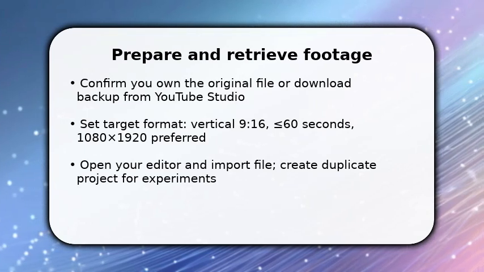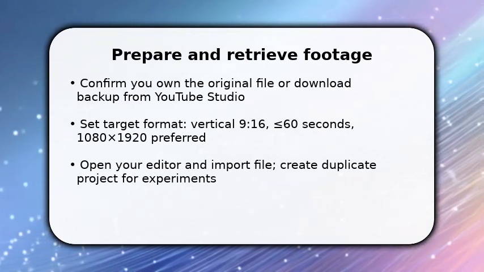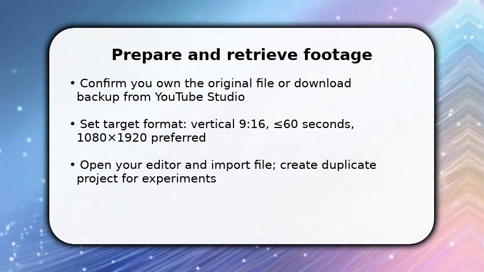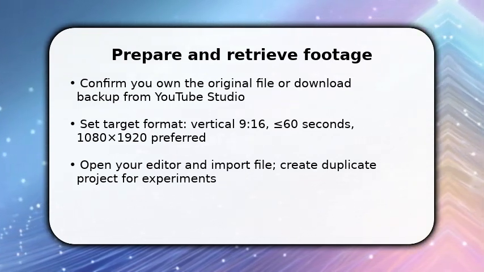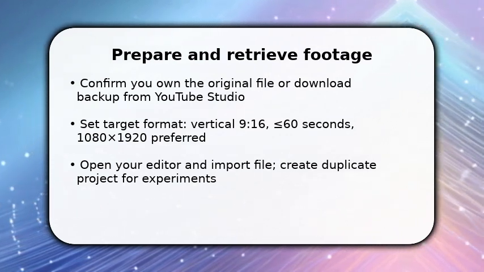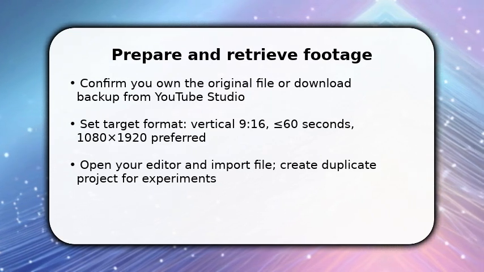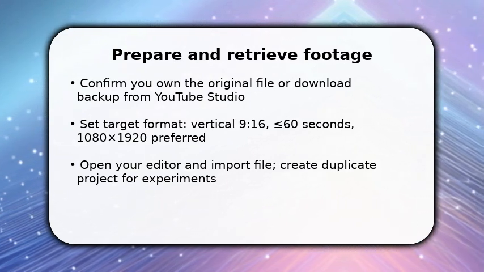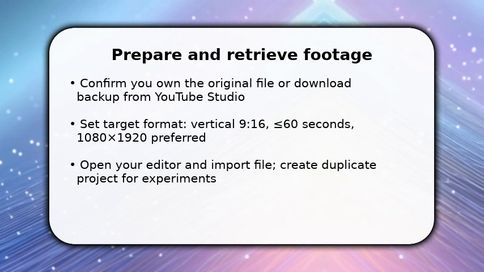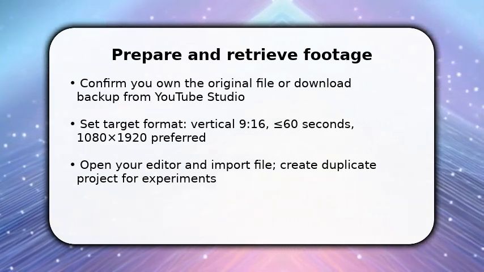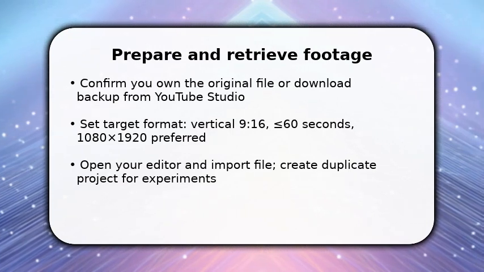Enjoy the video. You start by ensuring you have the original short file locally. If not, download it from YouTube Studio immediately. Once done, set up a new project in your editor and choose vertical 9:16 at 1080 x 1920, and a duration under 60 seconds. You should duplicate the clip so you can experiment without altering the master. Make quick trims now to isolate the critical 3/7-second hook that will drive retention. This first cut defines the rest of your process.